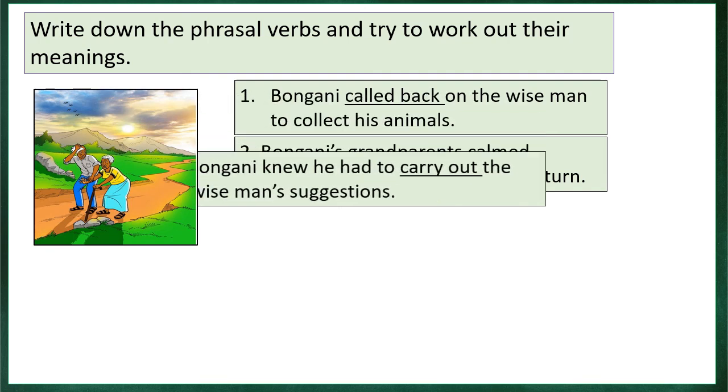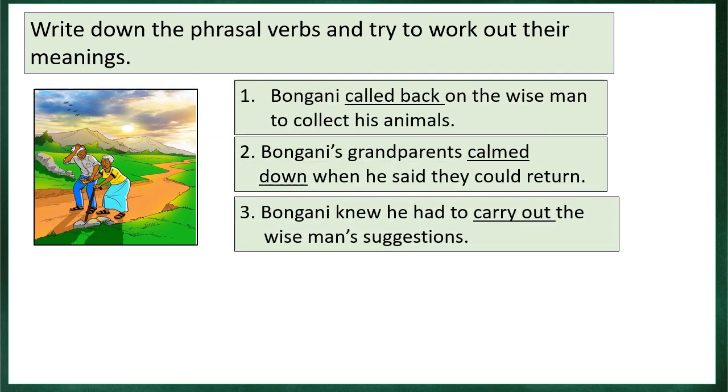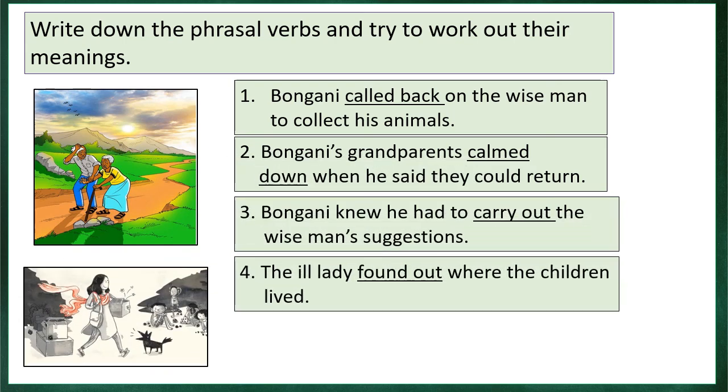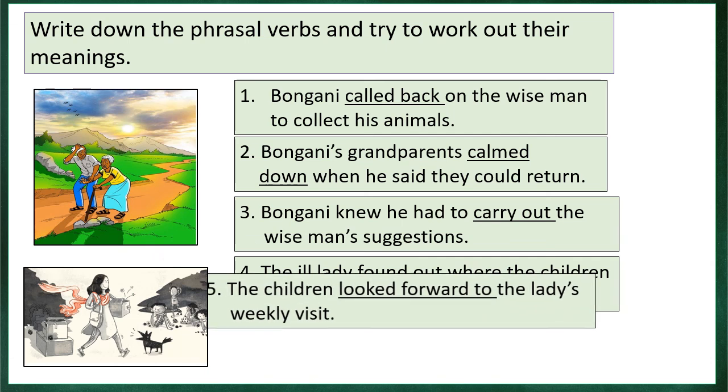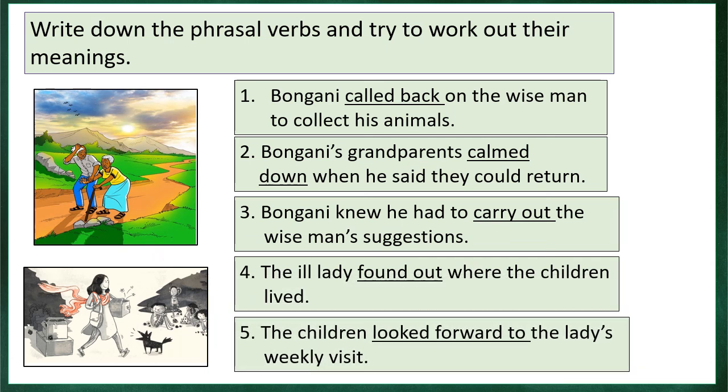Right. Number 3, Bongani knew he had to carry out the wise man's suggestions. Carry out means he had to do them. He had to put them into practice. Number 4, the ill lady found out where the children lived. So you could say she discovered, she found out. And number 5, the children looked forward to the lady's weekly visit. That's quite a big long one, three words. Looked forward to means they were excited about.